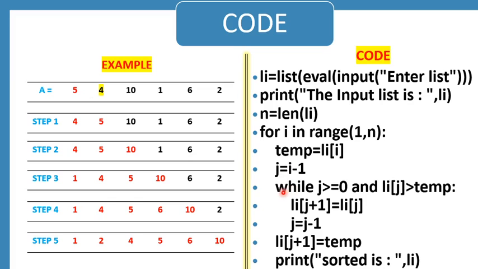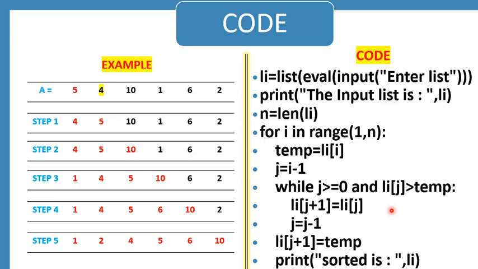And in the while loop we will check two conditions. First, the value of j is greater than or equal to 0, because if we are on index 0 there is no value to compare. Because index 0 is the last index, the value of j must be greater than or equal to 0, and li[j] is greater than temp. This is the condition that we are continuously checking. What is our condition? The sorted value is greater than the unsorted value.